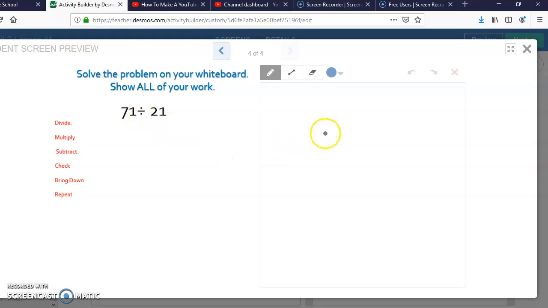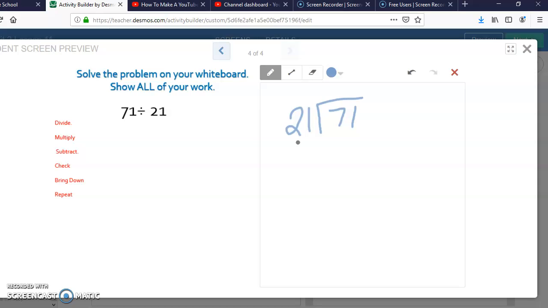We need to rewrite that. First step, rewrite that on our whiteboard. So let's take 71 and divide by 21. All right, so our dividend is 71 and our divisor is 21. We need to find the quotient, the answer to this division problem.